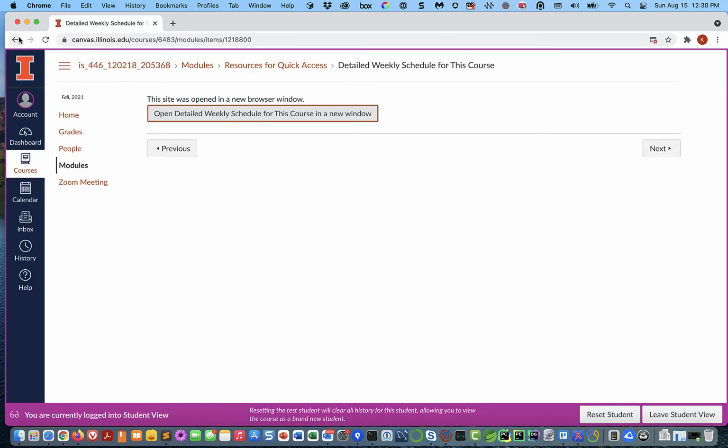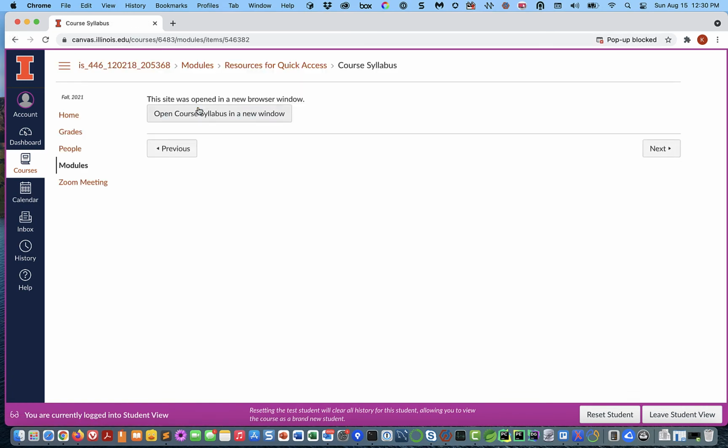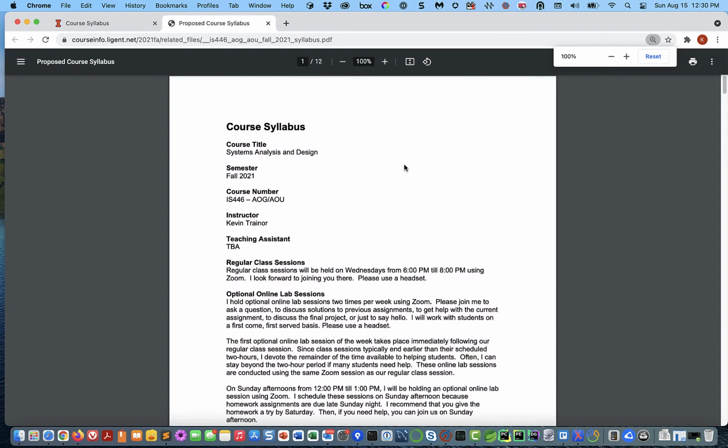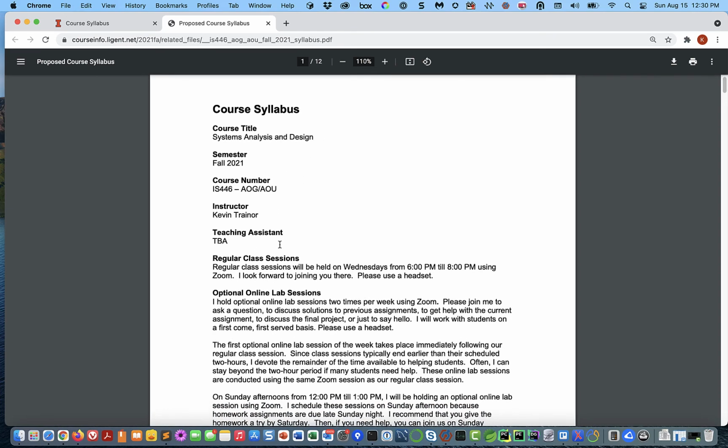Let's go take a look at the syllabus before we're done here. Okay. So here's the syllabus, and let's make it maybe a little bit bigger. Okay. I'm just going to try to talk about things I haven't talked about already. So the title of the course, the semester, the course number, the instructor, and the fact that we haven't announced the teaching assistant yet. I've talked about all those, so I won't talk about them again.